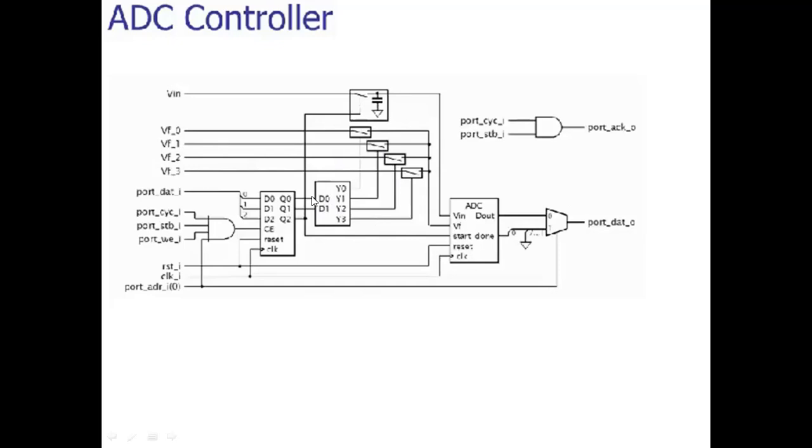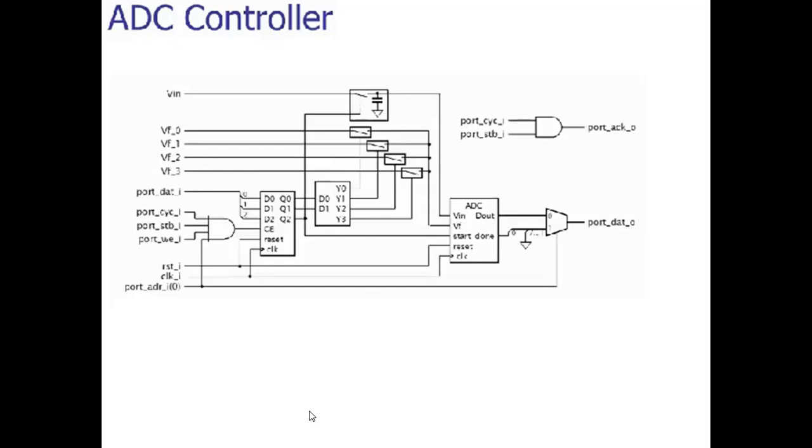And similarly for the 1, 1 combination of D0 and D1, Y3 will be selected and this particular switch will be closed, and we have a connection of VF underscore 3.